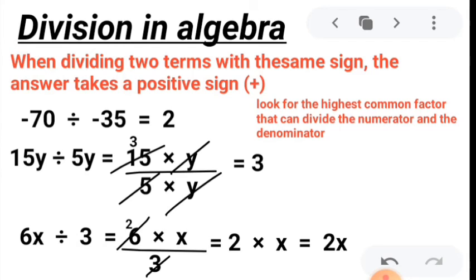The same goes for 6x divided by 3. 6x is the same thing as 6 times x divided by 3. 6 divided by 3 will give us 2. So 2 times x is 2x.